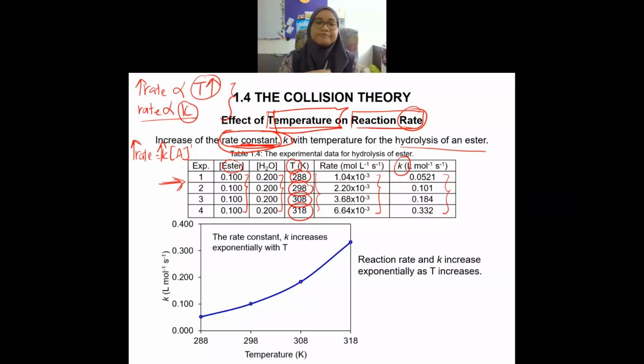Okay, if we were to represent this rate constant versus temperature, we get a curve, and this is a positive curve because when you try to find the slope, you will get a positive value. So the rate constant K increases exponentially with T.